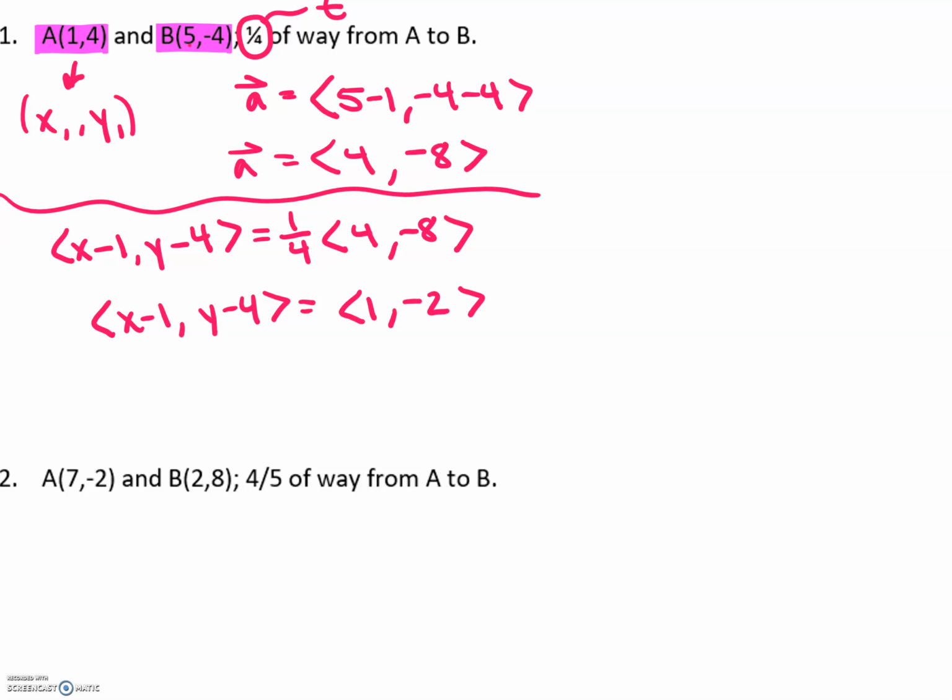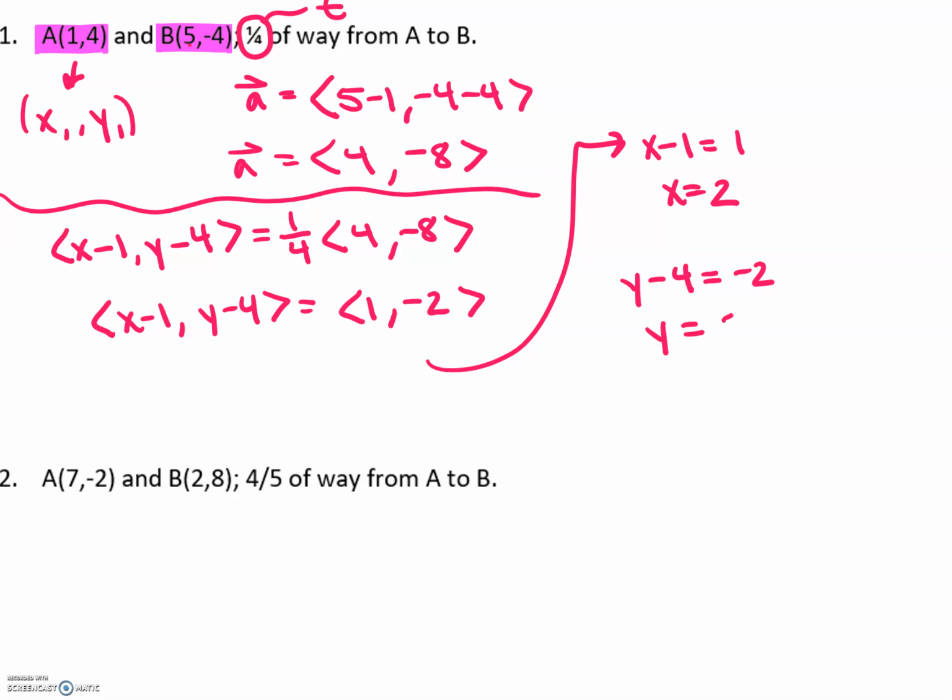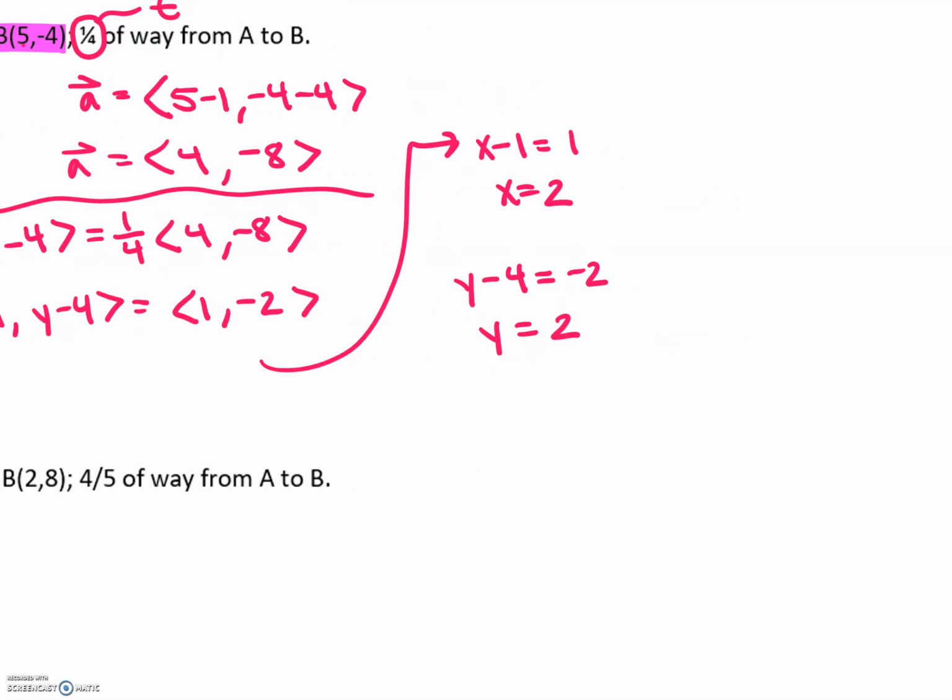Now remember, there's a couple different ways you could go about this. What I'm going to do is set my x coordinates equal to one another and my y coordinates equal to one another. So if I set my x coordinates equal, I'm going to get x minus 1 equals 1, so x equals 2. If I set my y coordinates equal, I'm going to get y minus 4 equals negative 2, so y equals positive 2 as well. So therefore the coordinates of my point P would simply be (2, 2).